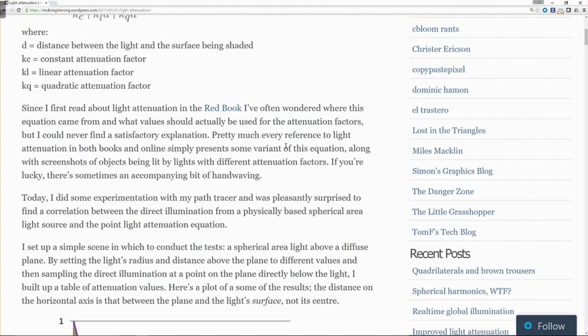Pretty much every reference to light attenuation in both books and online simply presents some variant of this equation along with screenshots of objects being lit. And there's sometimes accompanying a bit of hand waving. Now, hand waving is when we're like, oh well, it just works because it works, and I'm going to pretend like it works, but it's just magic and blah blah. And I do that plenty, when I don't understand things, I'll do that too.